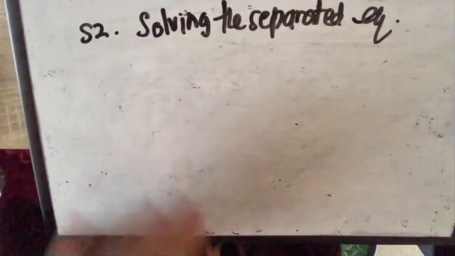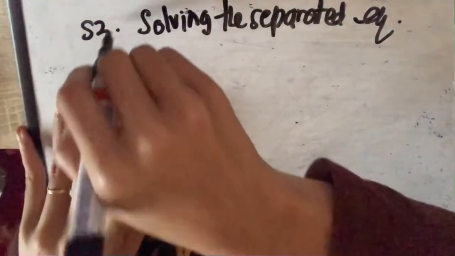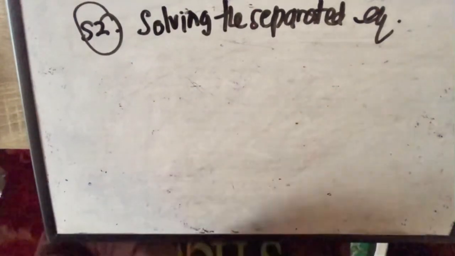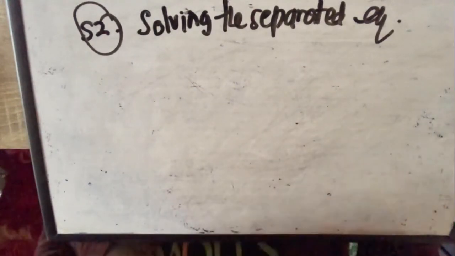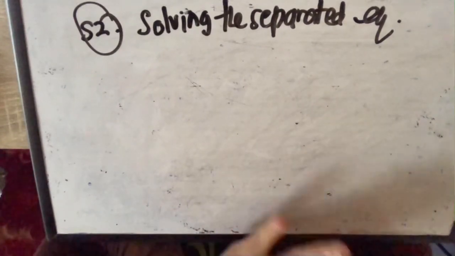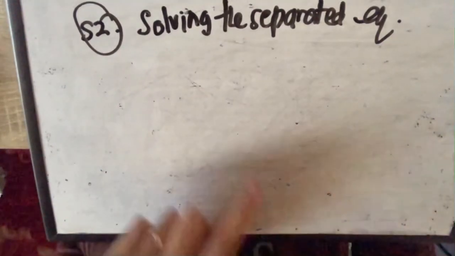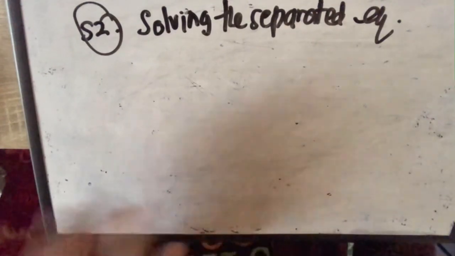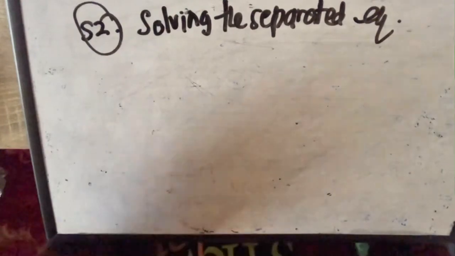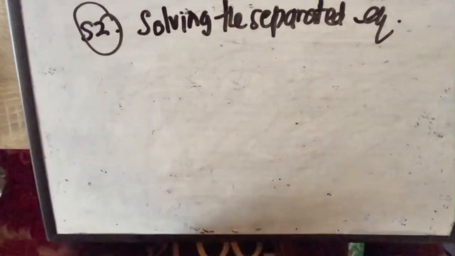Okay, so class, in this video I will continue with step number 2. Step number 2 is solving the separated equation. Like I said in the previous video, if the PDE is not separable, that means you cannot proceed with this step number 2. You only proceed to step number 2 if step number 1 is separable.